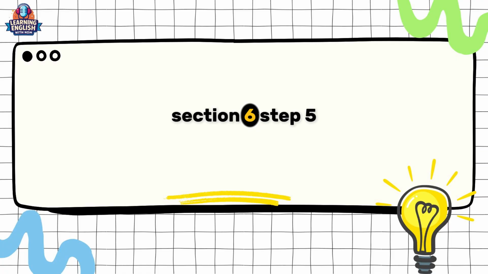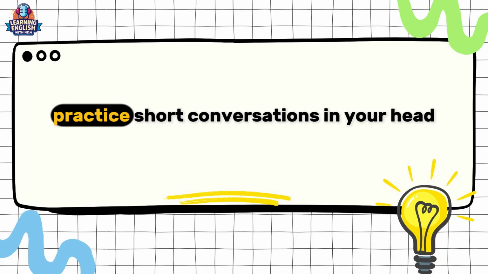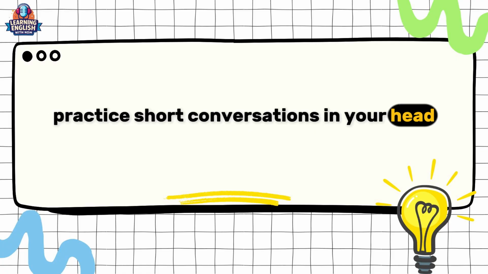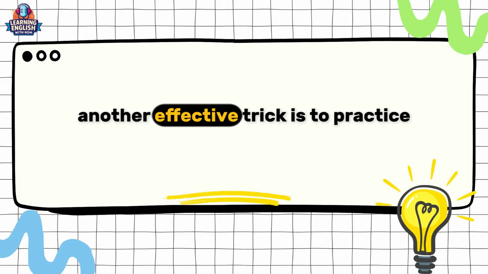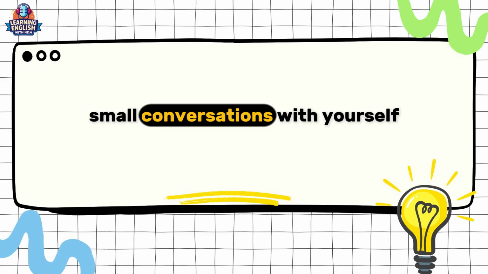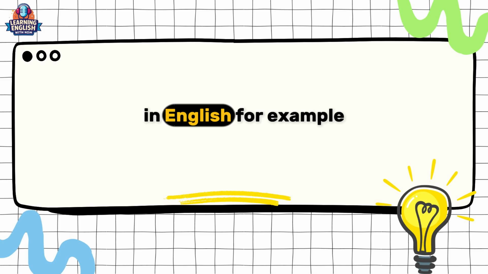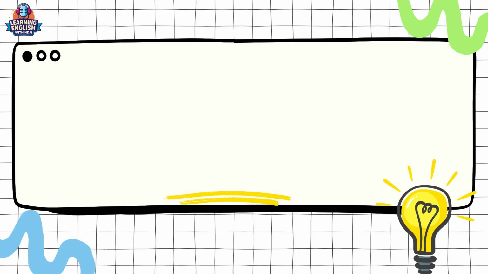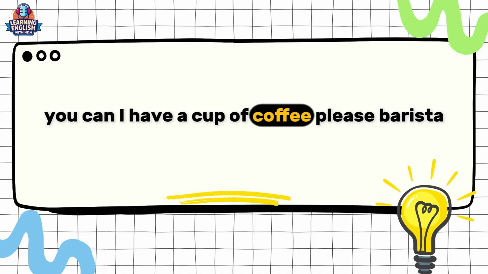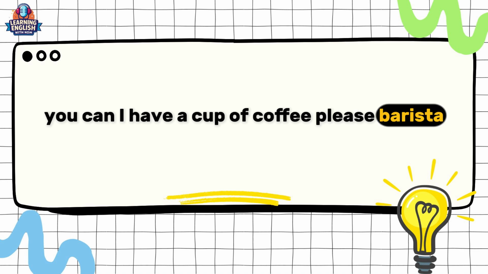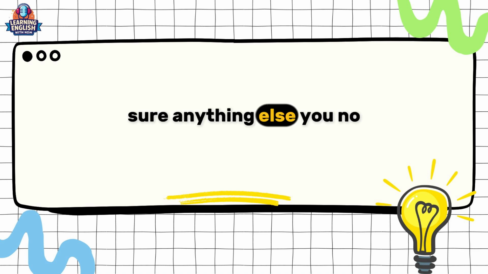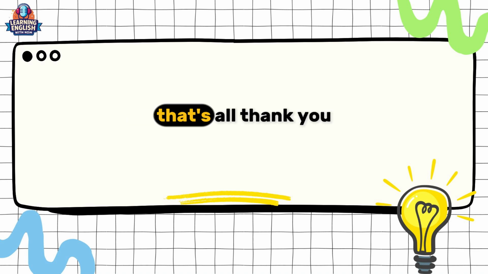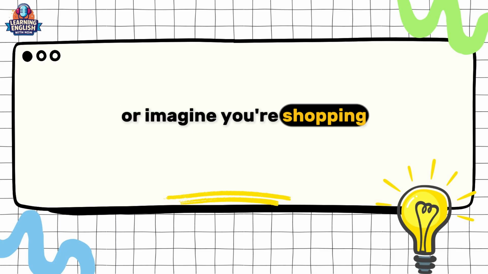Section 6. Step 5. Practice short conversations in your head. Another effective trick is to practice small conversations with yourself in English. For example, imagine you're at a coffee shop. You: Can I have a cup of coffee, please? Barista: Sure, anything else? You: No, that's all. Thank you. Or imagine you're shopping.